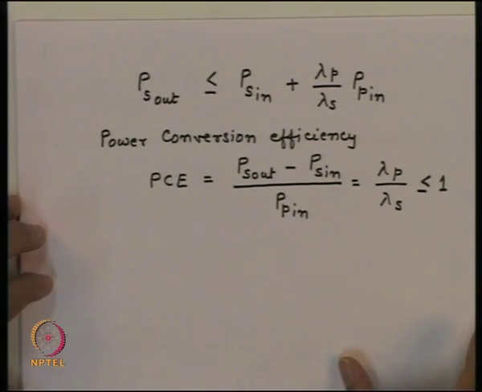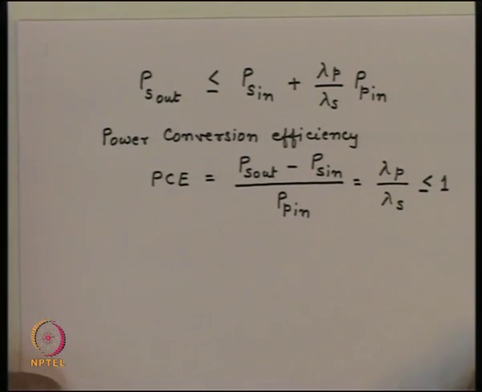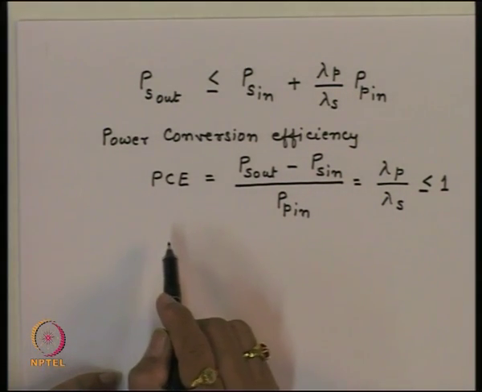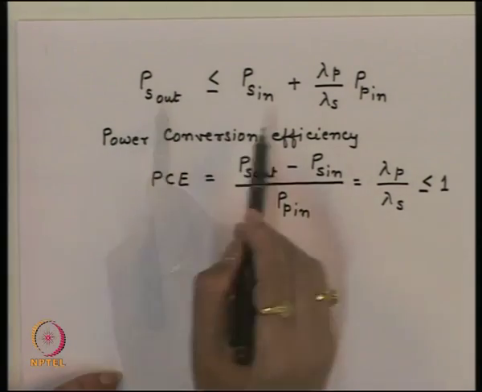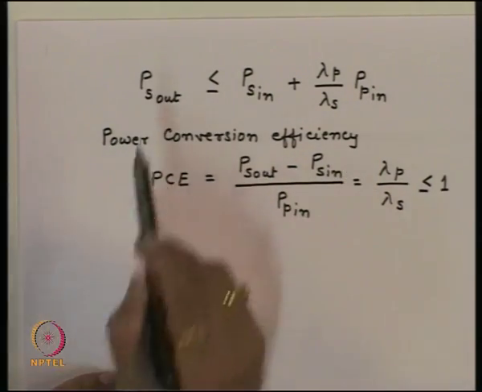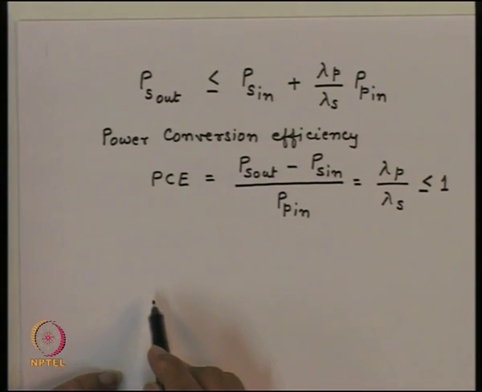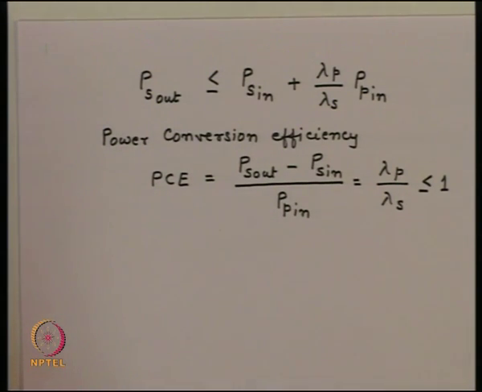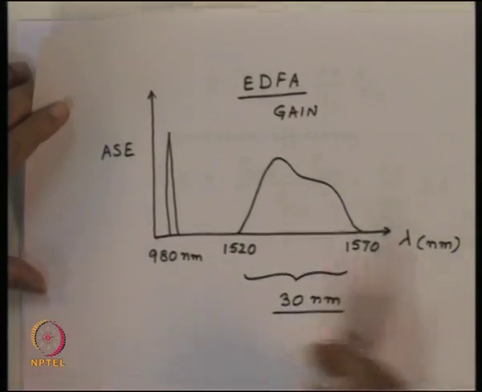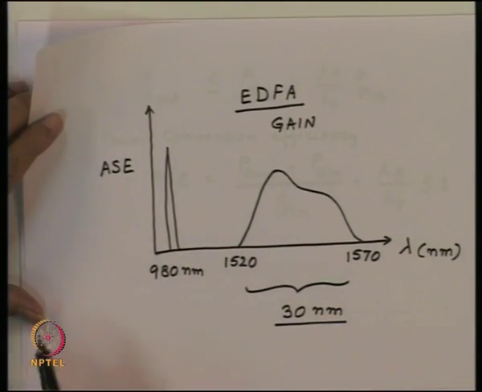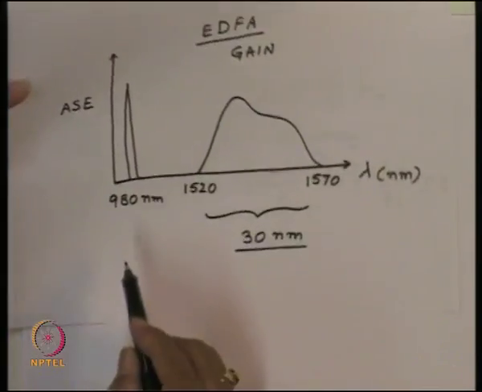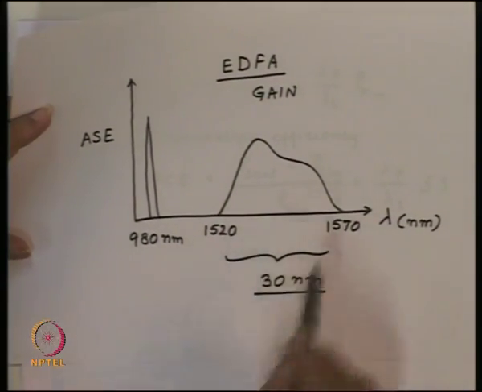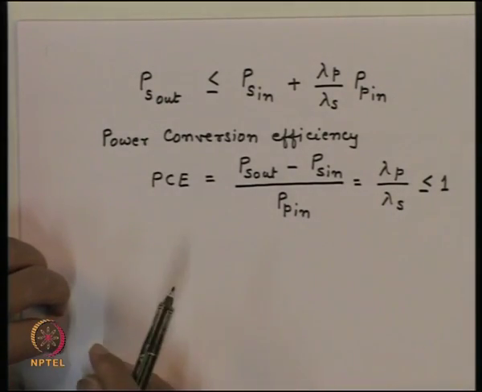Now the quantity which we are having here, we have this power conversion efficiency, which is essentially the P_S out minus P_S in divided by P pump in, and that quantity is lambda P divided by lambda S. And as we have seen from our spectrum, this is the wavelength which is lambda P, and that's the wavelength which you are going to get, which is lambda S. So this quantity is always less than or equal to 1.